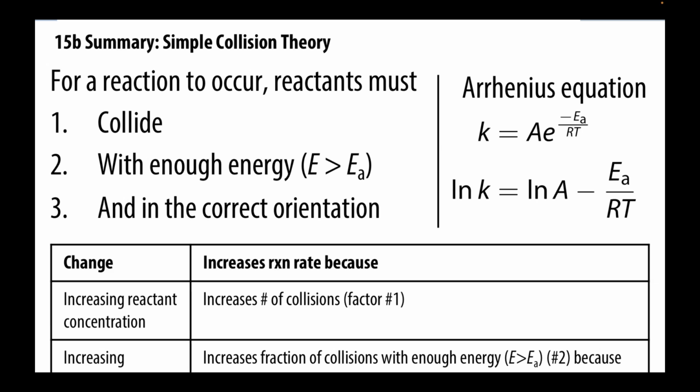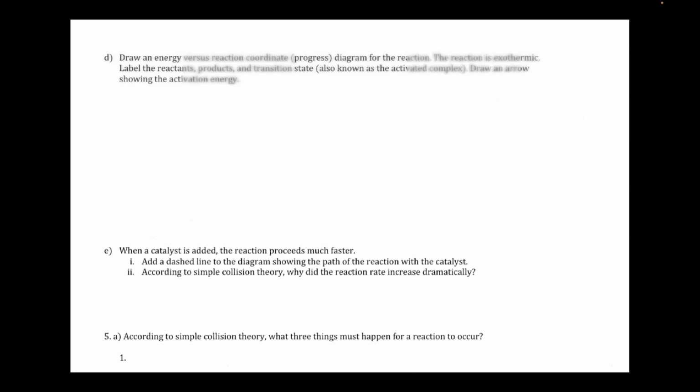For a reaction to occur, reactants must collide with enough energy and in the correct orientation. The key thing the reaction coordinate diagram will show us is reactants, products, their relative energies, and that key energy, the activation energy, E sub A, which is a key determinant of the reaction rate. The bigger the activation energy, the more energy we need to clear to get from reactants to products, the slower our reaction is going to be, because fewer particles will have enough energy to get over that barrier. So let's look at what our reaction coordinate diagram looks like using our example.